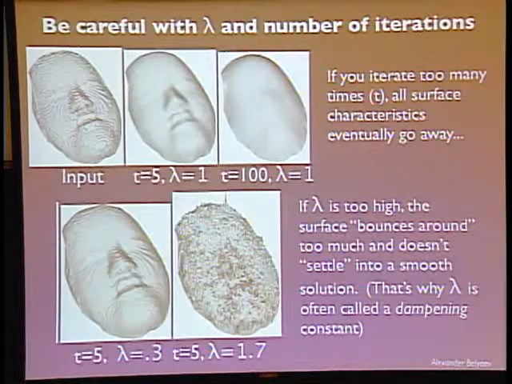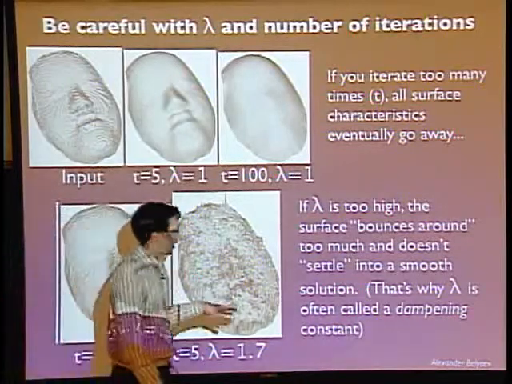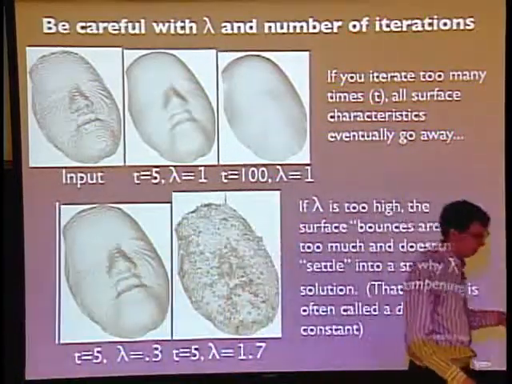So then in the next iteration, it tries to undo that roughness and give you back a smooth surface. It overshoots again, so you end up getting this kind of oscillating behavior in which none of the noise is actually removed at all. So lambda is often called a dampening constant for this reason.